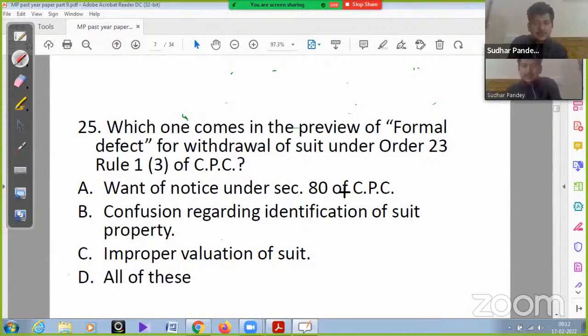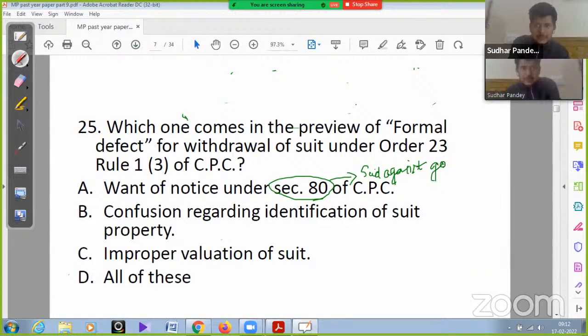Here, if you are aware, Section 80 of CPC talks about notice in the cases of suit against the government, right? Suit against the government. So what should be the correct answer for question number 25?